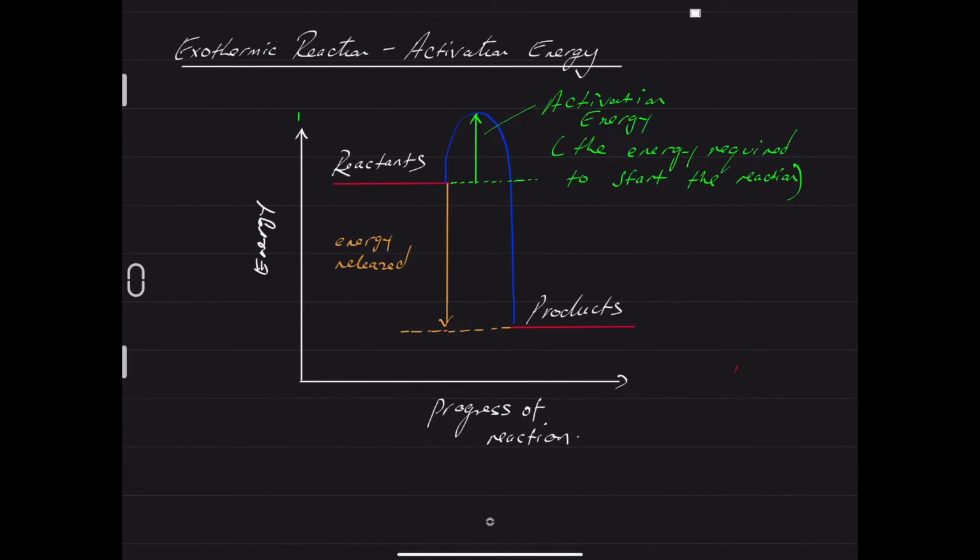So can you take down this diagram? Make sure you clearly identify where the activation energy level is in relation to the reactants and products. And could you put on your diagram that this is the energy required to start the reaction? And this is for an exothermic reaction.